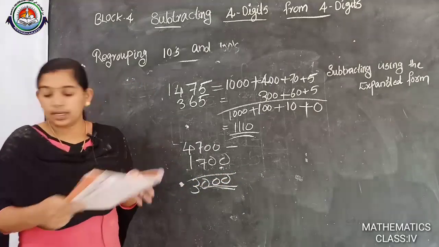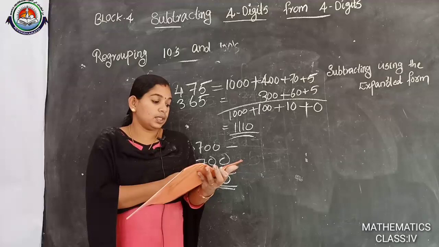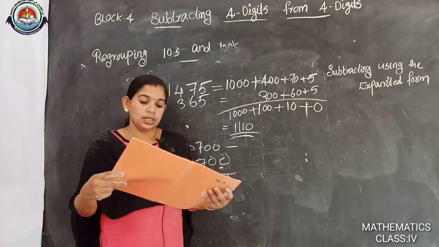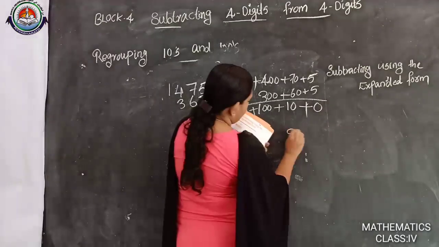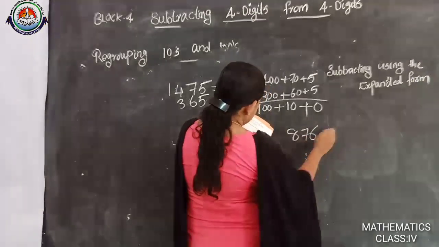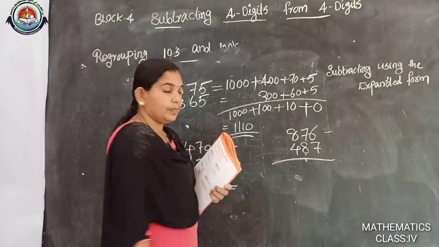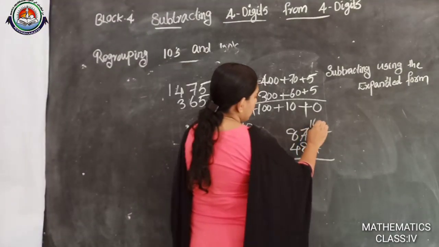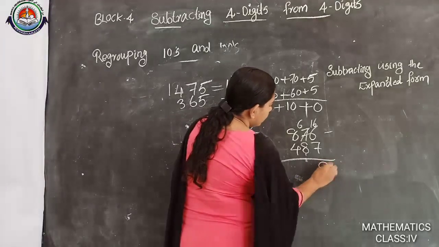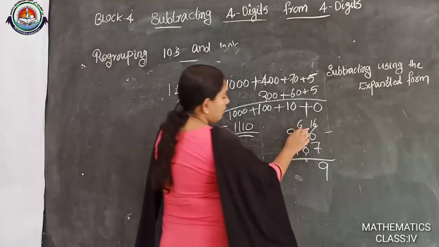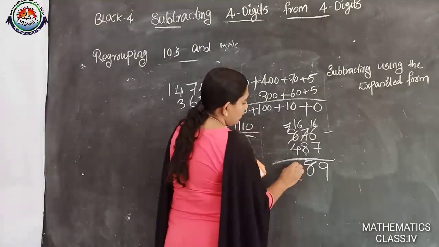Okay. Then the workbook also. Here one is done. Second, 876 minus 487. 6 minus 7. So we are taking 1 from here. 16 minus 7, 16 minus 7. Good. 9. 6 minus 8, is it possible? No. We are taking 1 from here. 7. 16 minus 8, 8. 7 minus 4, 3.